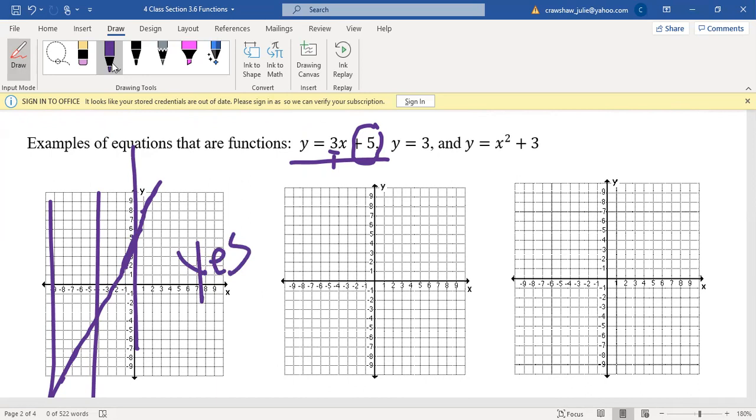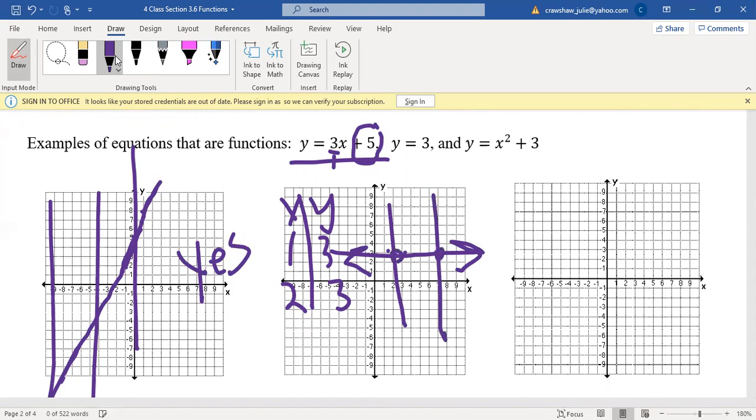Now, when I have y equals 3, that means that the y value will always be 3, and my x value can be anything I want it to be. So I can have 1, 3, 2, 3, and I'm going to have a horizontal line. Again, every vertical line that goes through that is only going to touch 1 point. So yeah, that's a function.